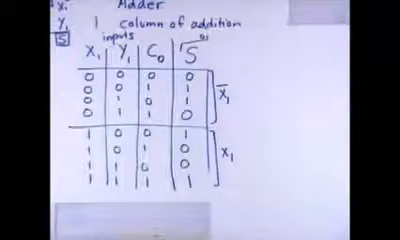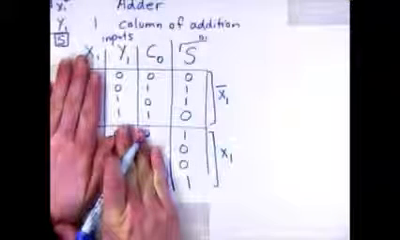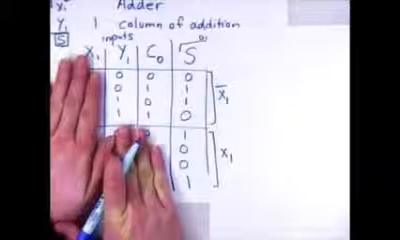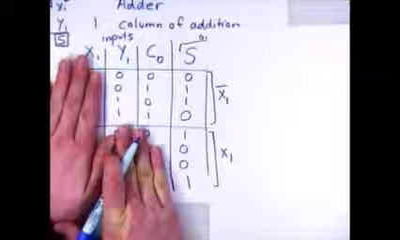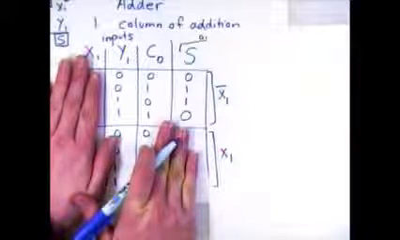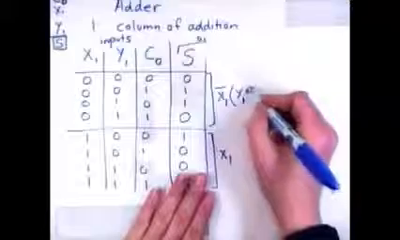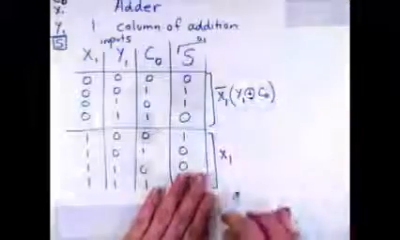So the first half of the table has x1 false, and the second half has x1 true. If I ignore the first column and just look at y1 and c0, that looks like a regular two-input truth table. And my output looks like exclusive OR. So in the case where x1 is false, my output looks like y1 exclusive ORed with c0.